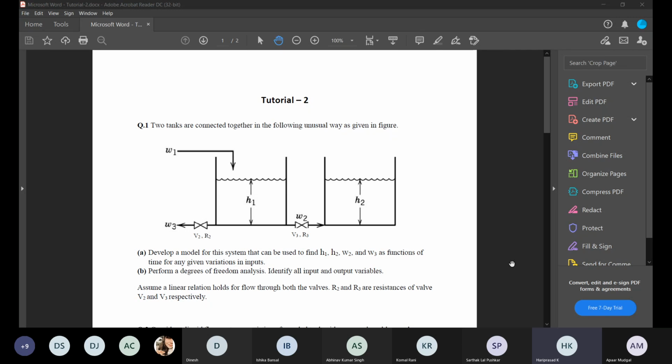So the aim is that, given a different process scenario, you should be able to develop an analogous model. This doesn't have to be tanks, it could be anything. So the take home message is: given the process specification, what all things you need to do. Okay.